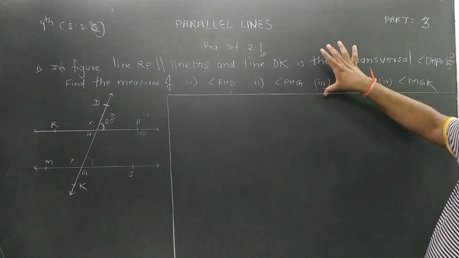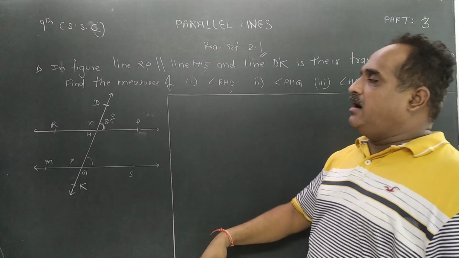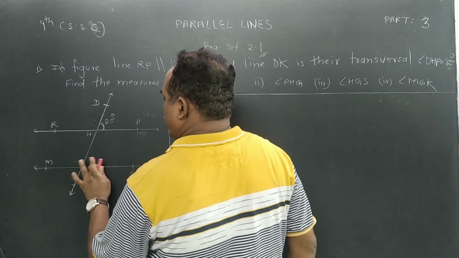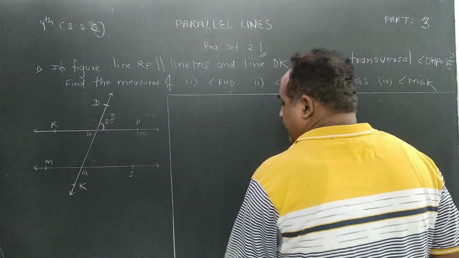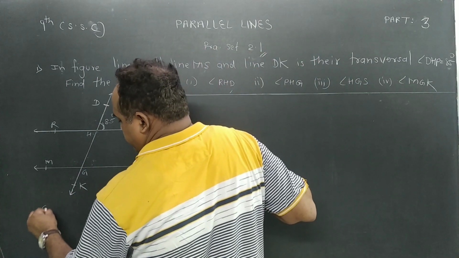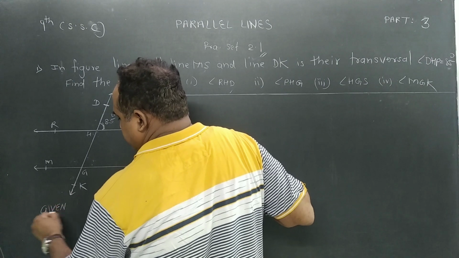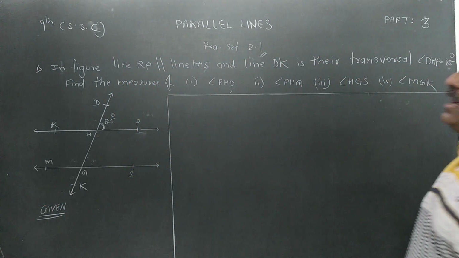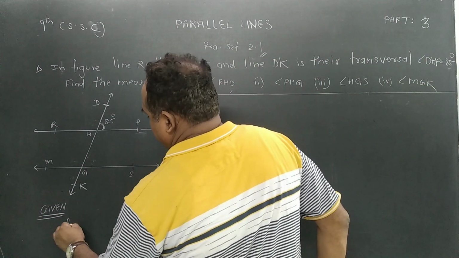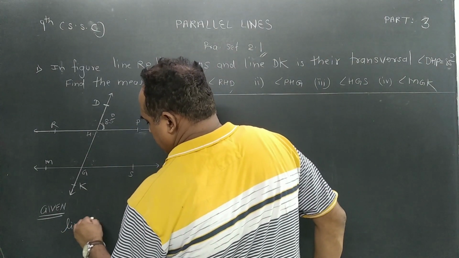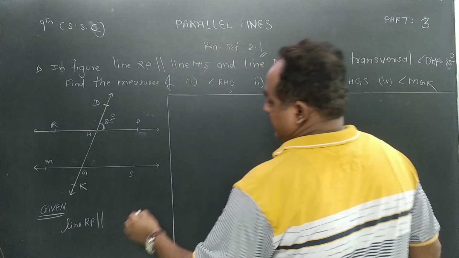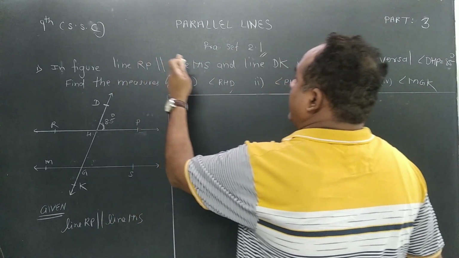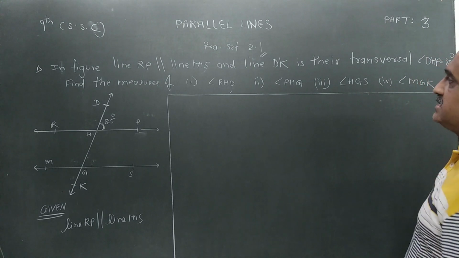If they ask this type of question, they will give the figure and it will always be better that you draw the figure once again. Then you write Given and To find, in a solution form. What are they given to you? Line RP is parallel to line MS.